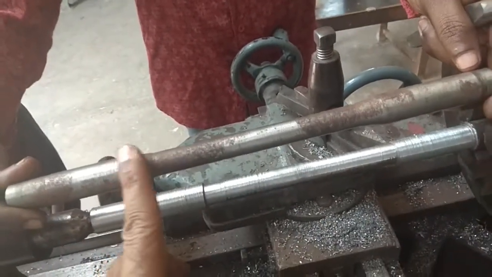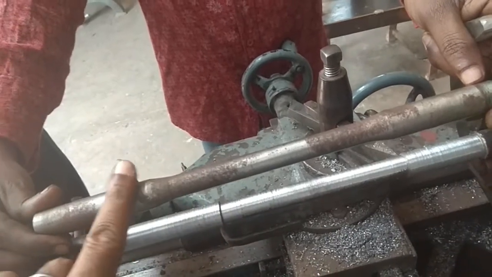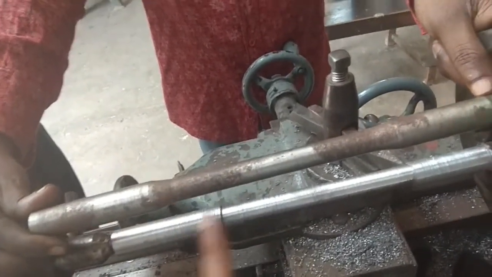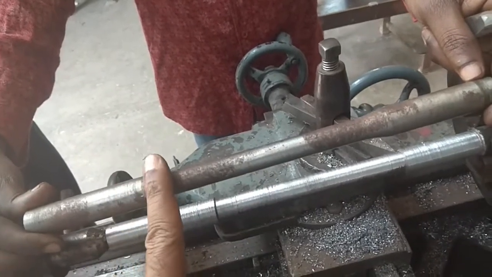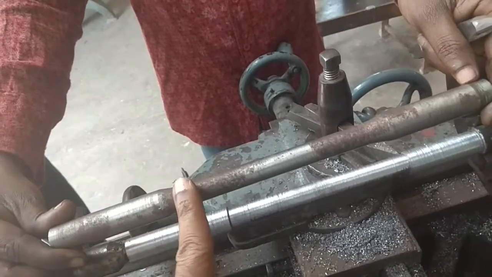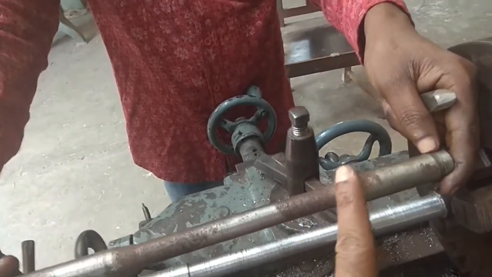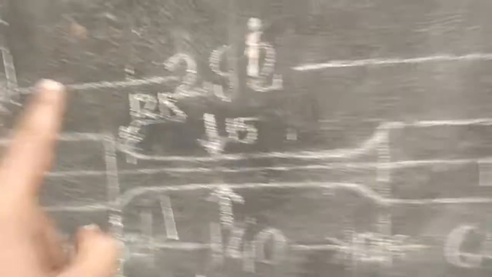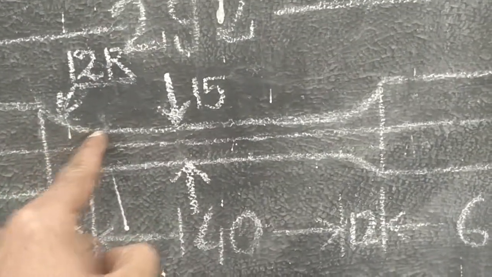But here there is a radius of 12 mm cut. There is no step reduction from 19 mm to 15 mm. There is gradual reduction of radius 12 mm. So this radius is to be cut. If we see the drawing of the job, this is 12 R. So this radius is to be of 12 mm.